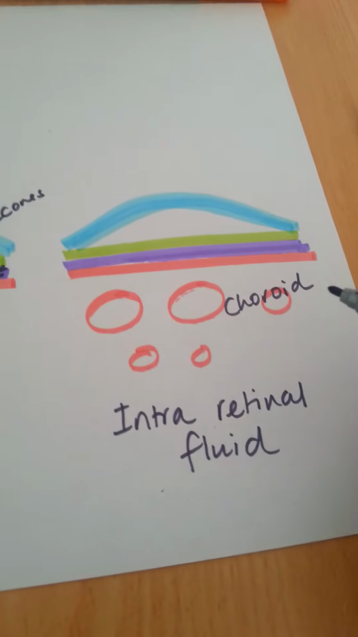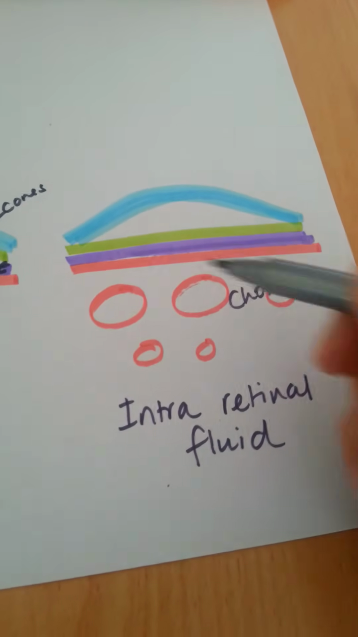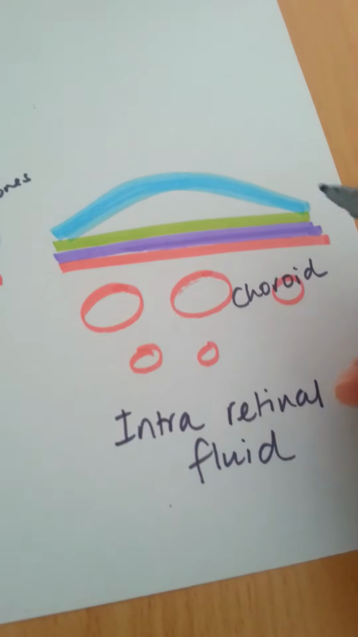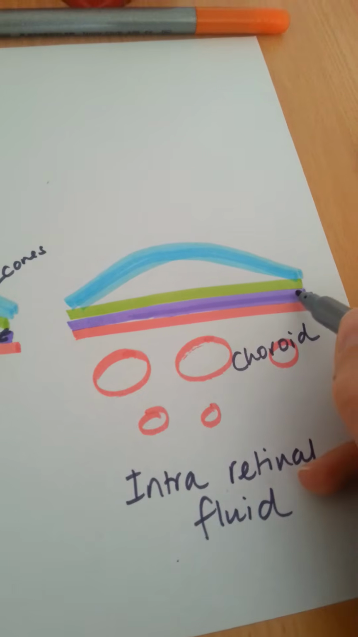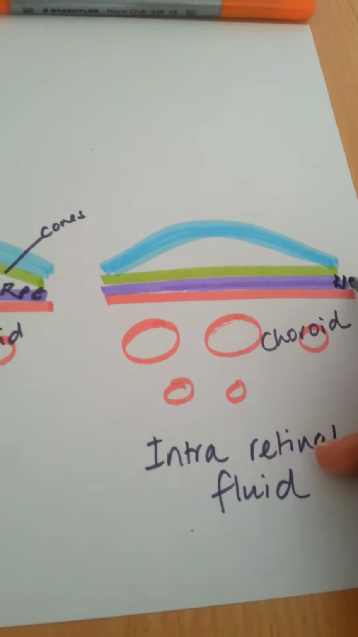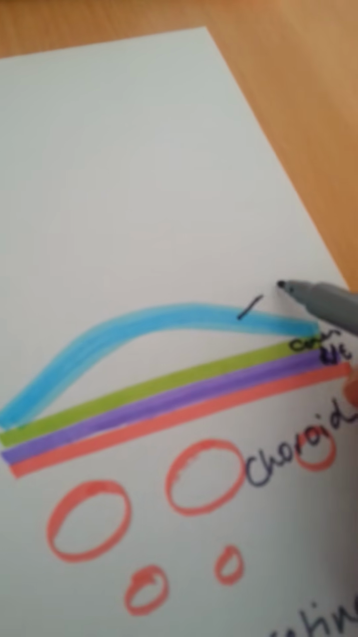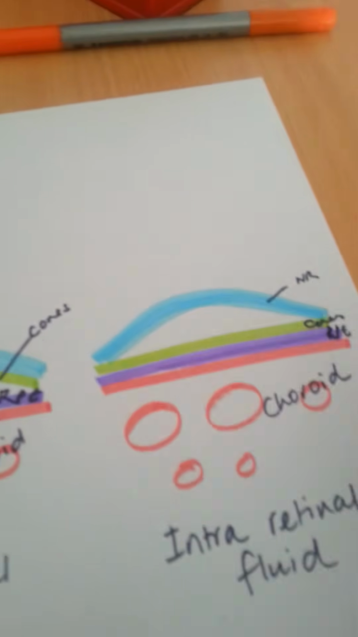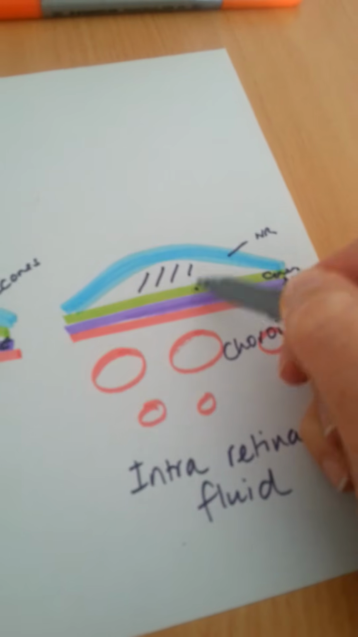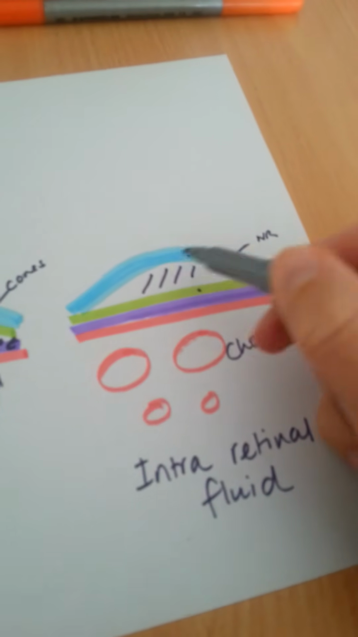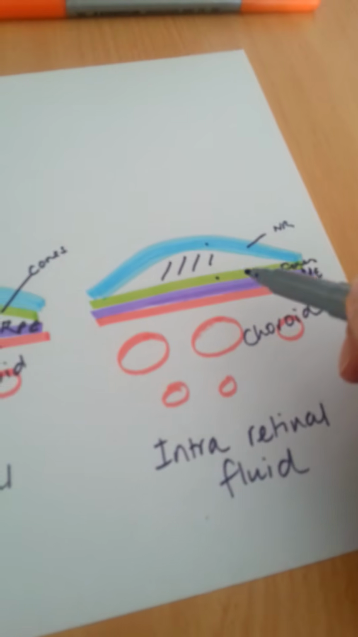And then the third variation is that you can have intraretinal fluid. So as I said to you before, here's the choroid, the red zone, RPE here. Then we've got the green bit, which is the cones, and this is the rest of the neural retina. So the fluid in intraretinal fluid buildup is in this zone, between the photoreceptors and the rest of the neural retina. And it can be in the form of cysts or one big pocket of fluid and so on.